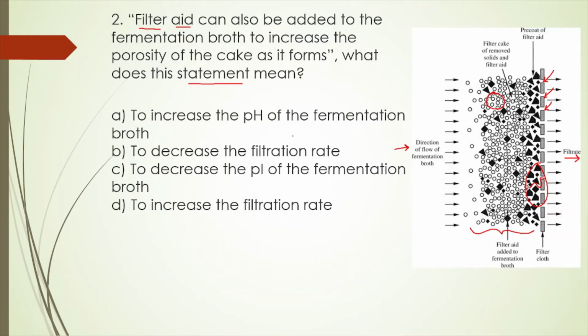Alright, so among the given options, as you can see, option D is correct, that is, they increase the filtration rate. So the other properties that have been given in other options, they are not correct. They do not help to increase or decrease the pH or the pI of the fermentation broth.